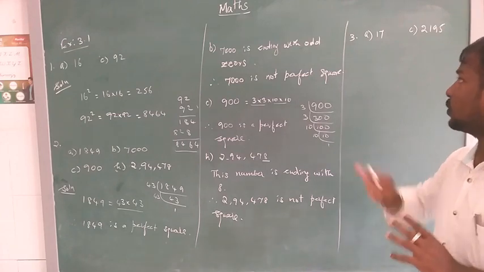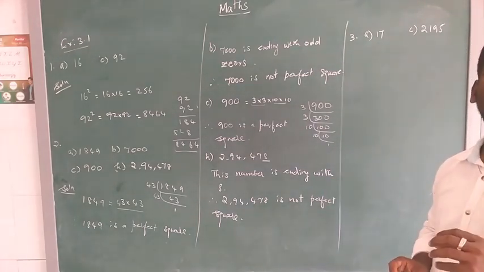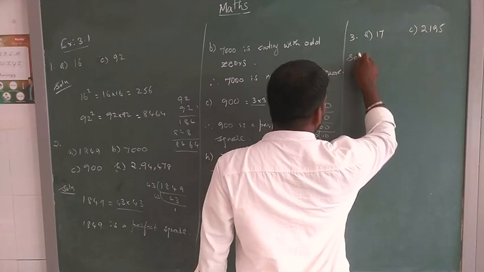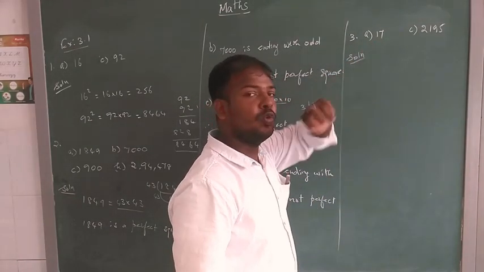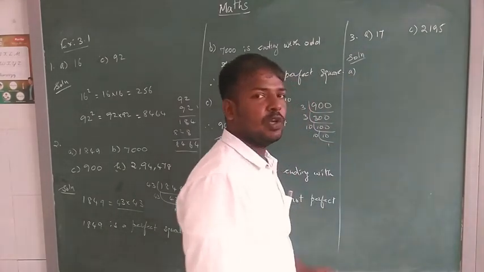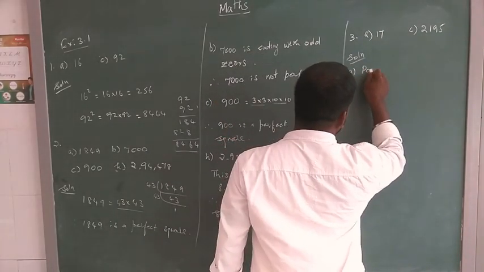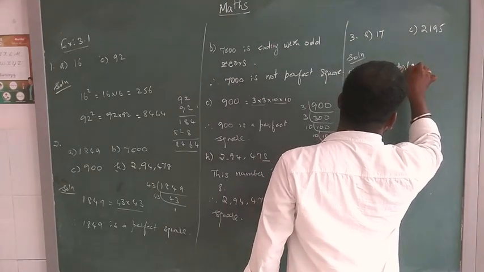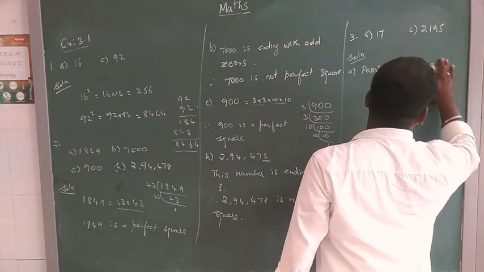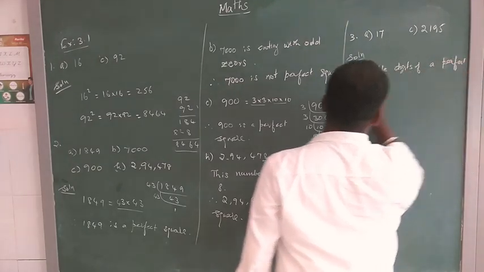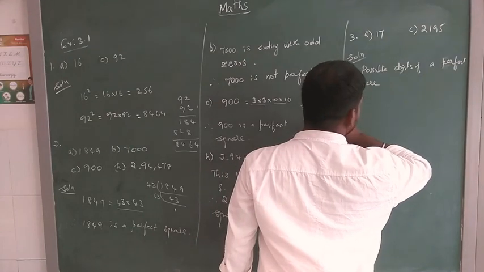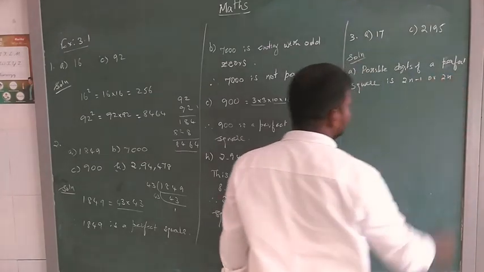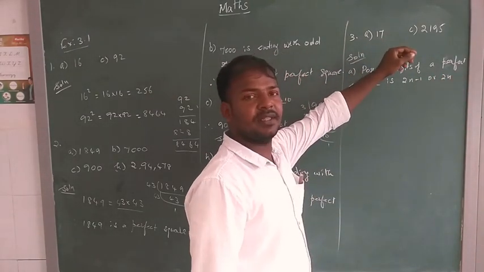You need not find the square of this number. We want to find the possible number of digits of this square. We already studied how to find it. What are the digits we are having? 17 is a two digit number. So how can we find the possible outcome? The possible number of digits of a perfect square is 2n minus 1 or 2n. Here, n represents the number of digits.